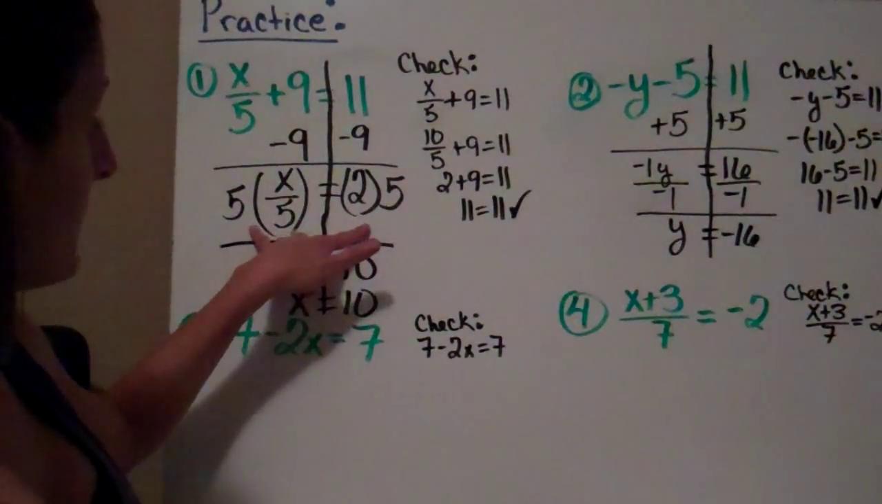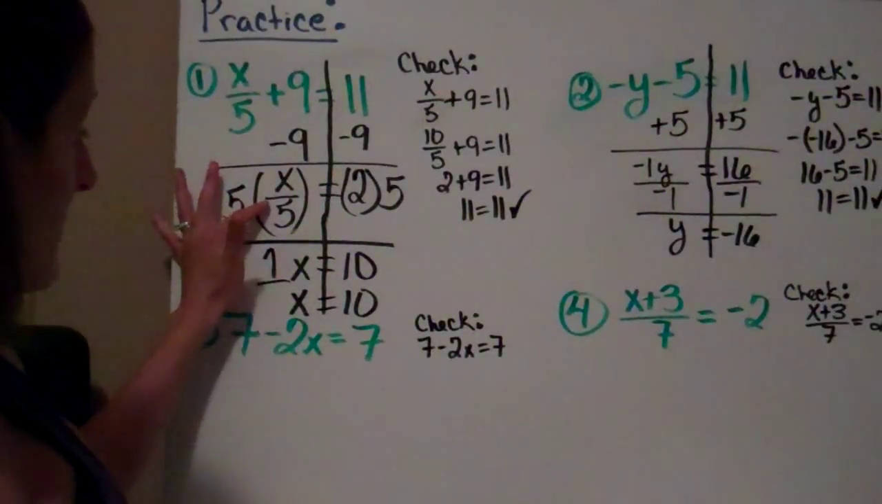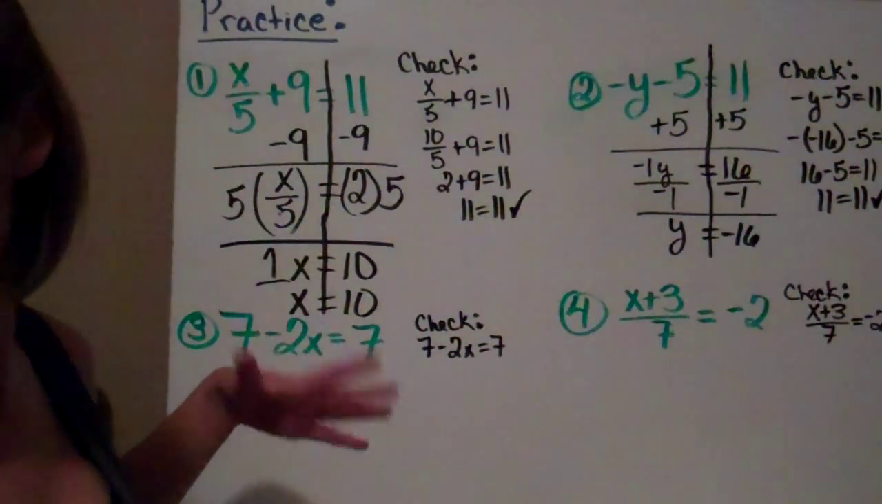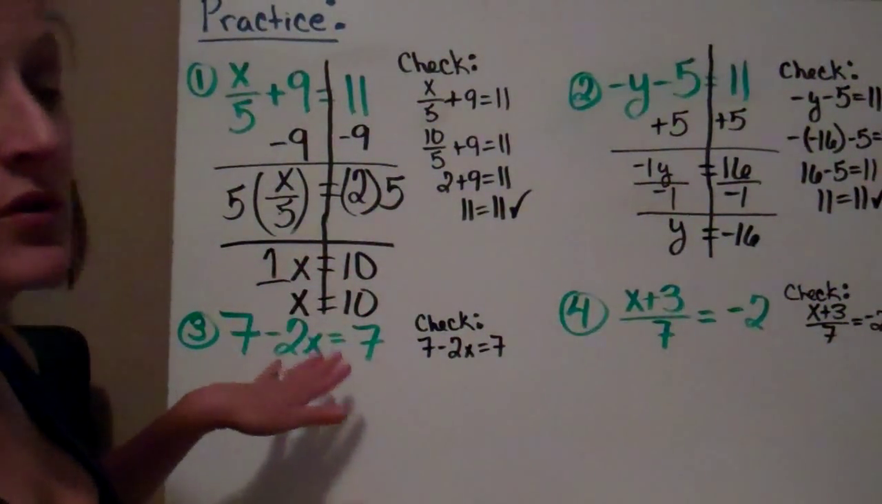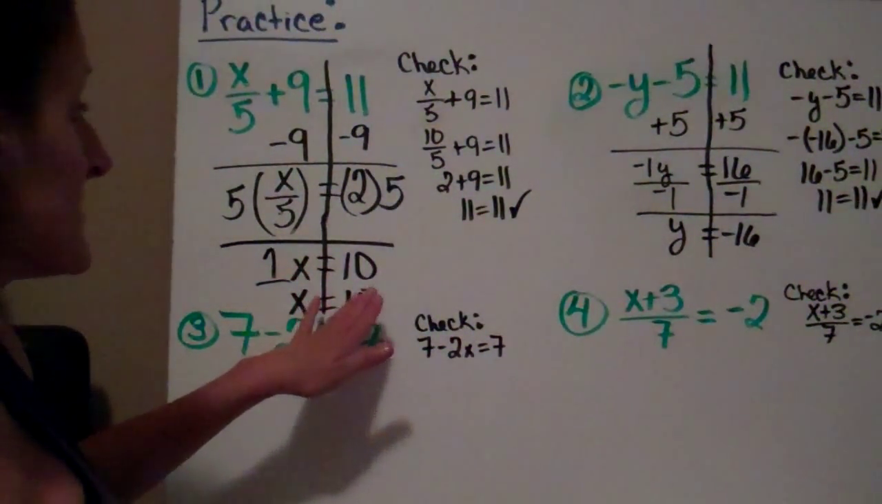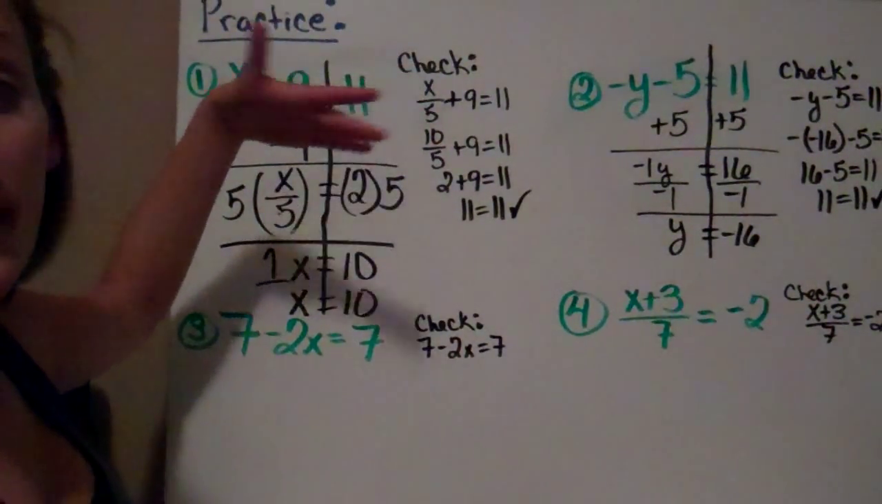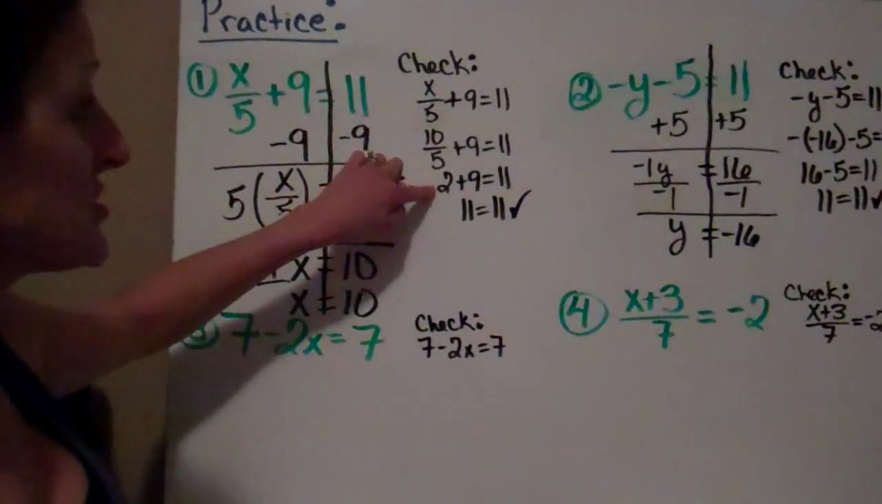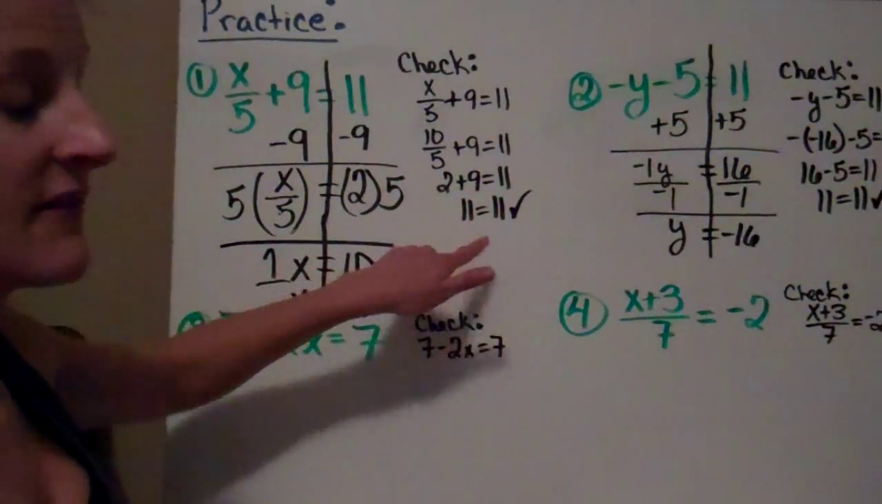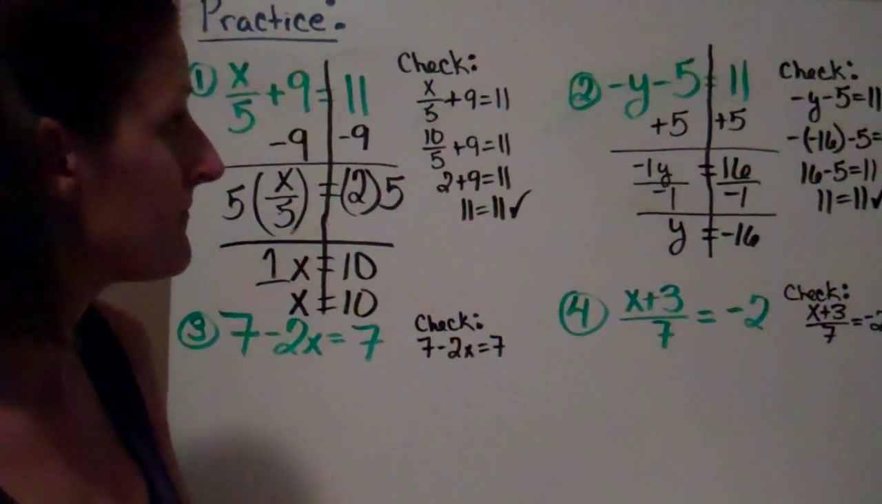Then I multiply by 5 on each side, because down here I'm dividing x by 5. I need to do the opposite. So I get 1x equals 10, and we know that x is 10. So go back up here. When I check my answer, I plug it in for x. 10 divided by 5 is 2. 2 plus 9 is 11, so my answer is correct.